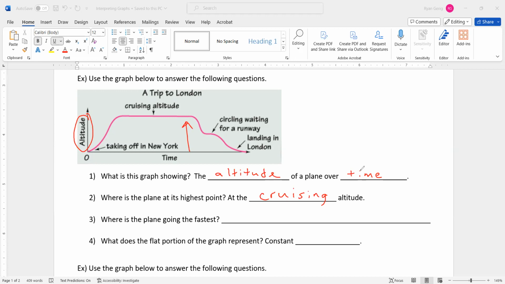Where is the plane going the fastest? Probably at the cruising altitude, but we actually don't know that. You can't tell from this graph. This graph does not show us anything about speed, and altitude does not tie into speed. Can't tell from this graph. There will be times when that's an answer.